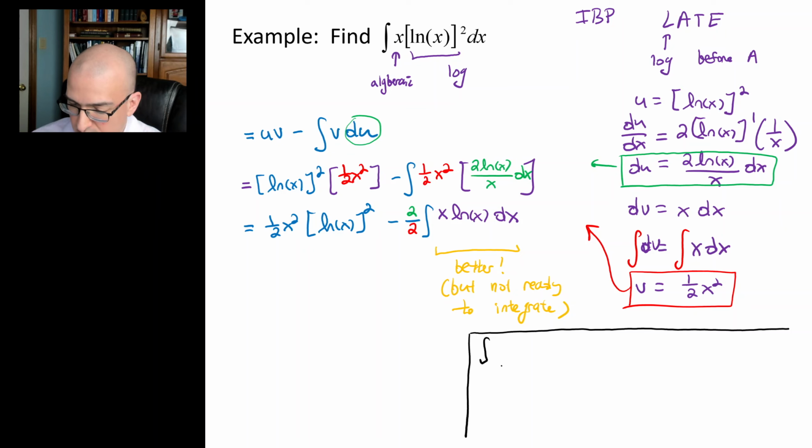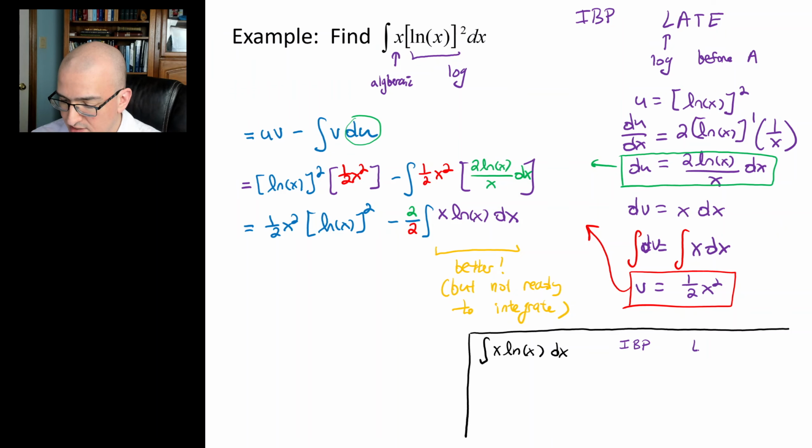So here we go. What I want to do is find the antiderivative of x times ln of x. I'm going to do that in this box at the bottom, and then whatever I get for it, I'm going to plug it in up above for that integral. Now we're going to use integration by parts a second time.